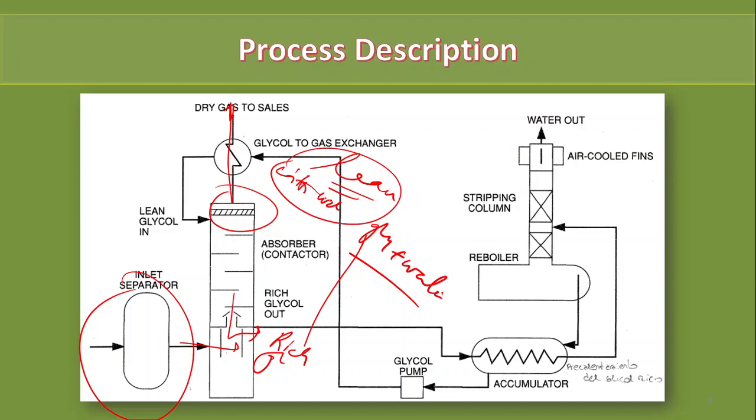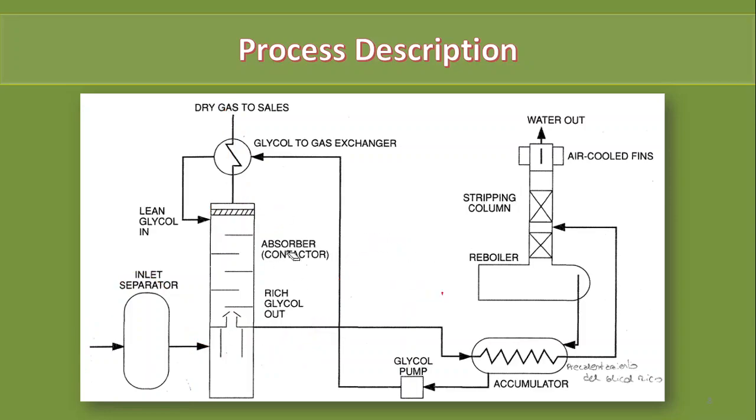So that is the difference between rich glycol and lean glycol. As far as the bottom is concerned, if you look here, the rich glycol is taken out from the absorber, from the contactor, and then sent to some heat exchangers where the temperature is higher. If it's T1 and T2, T2 is greater than T1. We are increasing the temperature with the help of some other material that needs to be cooled down.